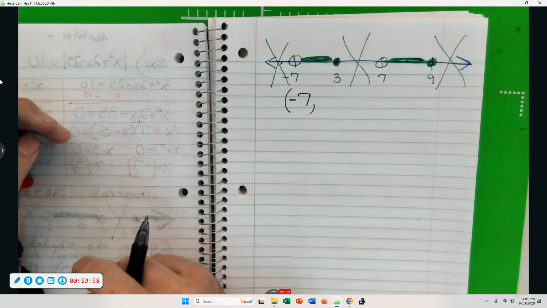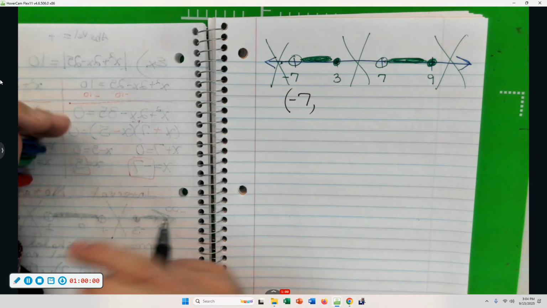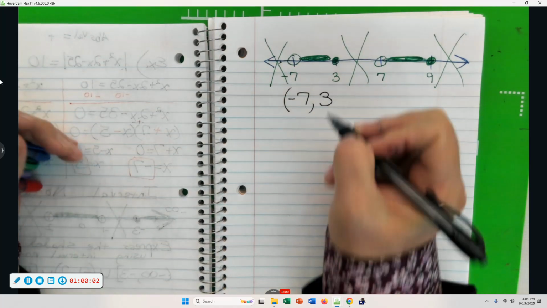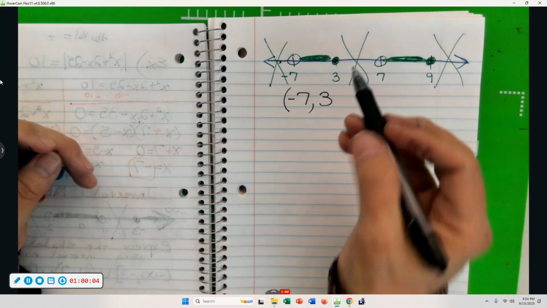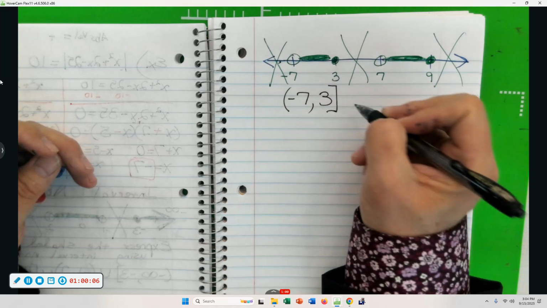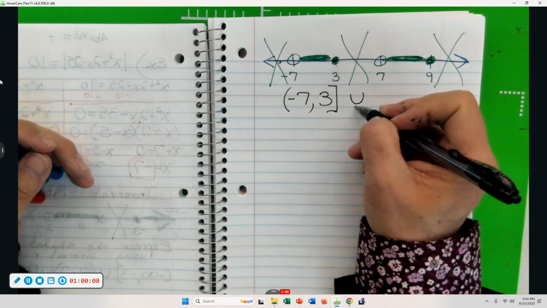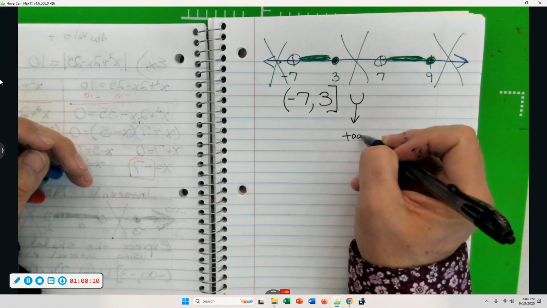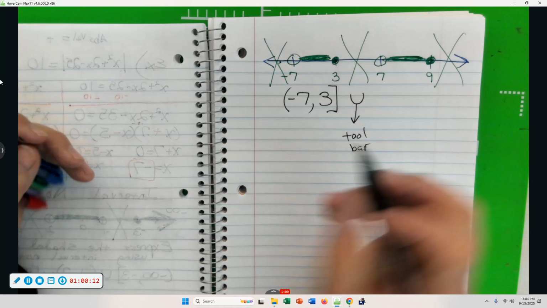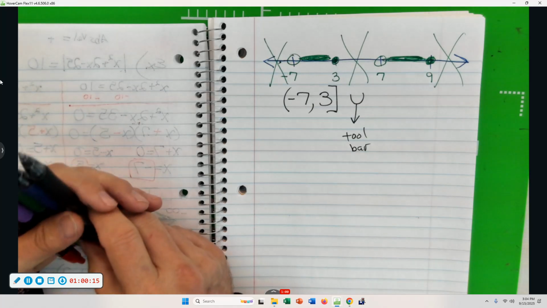What's my right-hand endpoint? 3. What will go after the 3? Bracket. A bracket because it's shaded. Or, and this thing will come from the toolbar, just like the infinity will come from the toolbar.